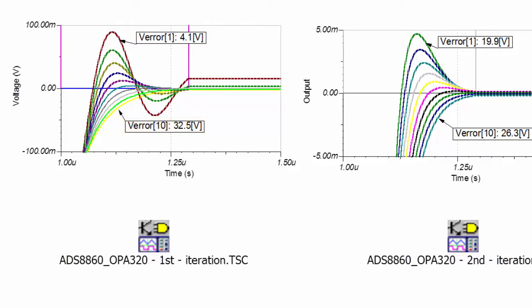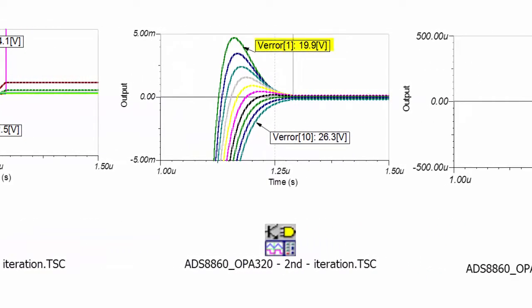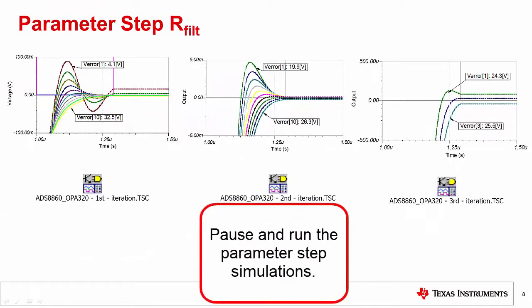We use the 3 best settling results from this simulation to set the range for the next simulation. Typically, these results will contain an overdamped and underdamped response. In this case, the boundary is adjusted in the second iteration from 19.9 to 26.3 ohms. Again, we use the best 3 settling results to set the new boundary. However, in the case of the third iteration, we use standard resistor values in the parameter step table. The result of the third iteration gives the optimal resistor value for best settling. Pause and run the parameter step simulations.